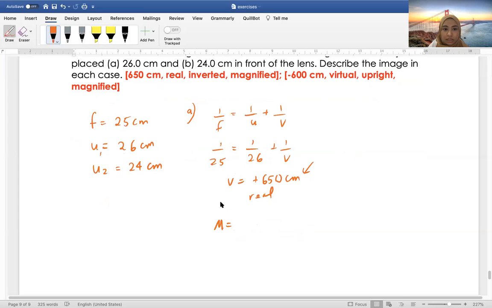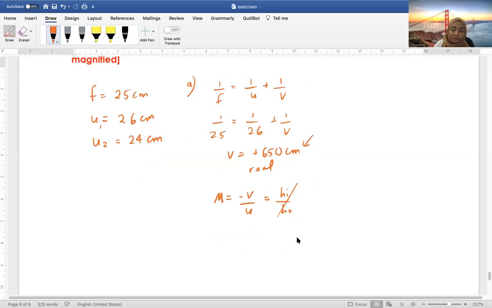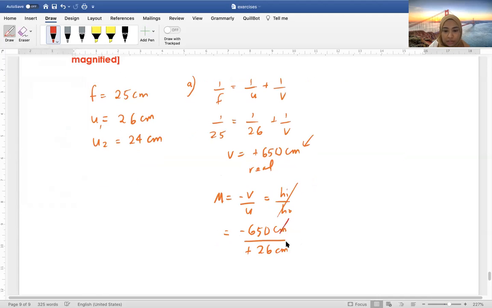So magnification is negative v over u, or h image over h object, but we don't have this, so don't use it. So negative 650 centimeter over u1, which is positive 26 centimeter. Because they are the same unit, both are centimeter, I can cancel them out. If, let's say, one is in micrometer or in millimeter, you have to convert everything to meter. Make everyone standardized, then you can cross out.